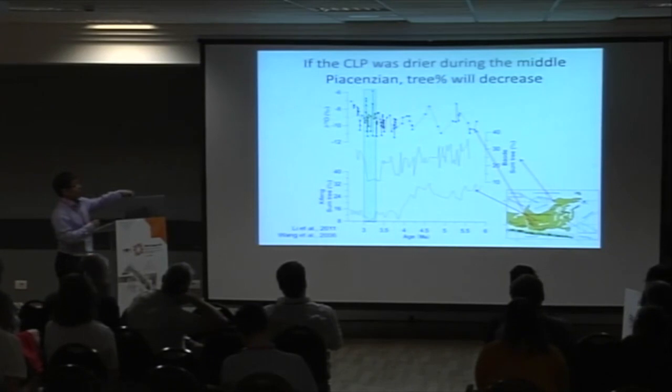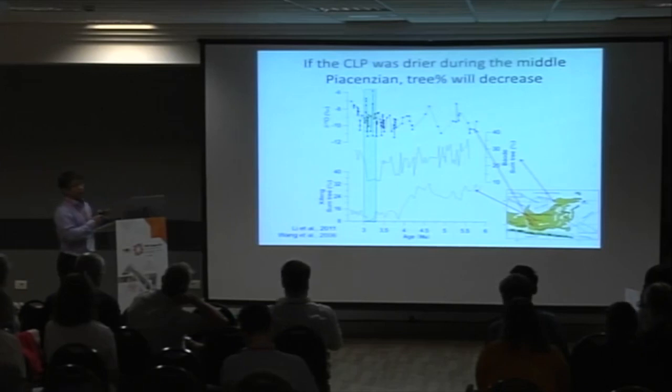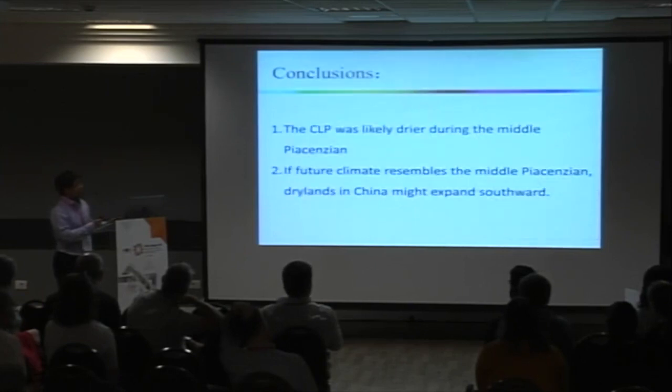Without tuning any data, just within the uncertainty of the age model, we found that there's a tree percentage decrease right across 3.3 to 3 million years. Again, this is consistent with the δ18O data of the pedogenic carbonate. So with that, I'd like to conclude the loess plateau was likely drier during the middle Pliocene, and if the future climate resembles the middle Pliocene, the dryland in China might expand southward.